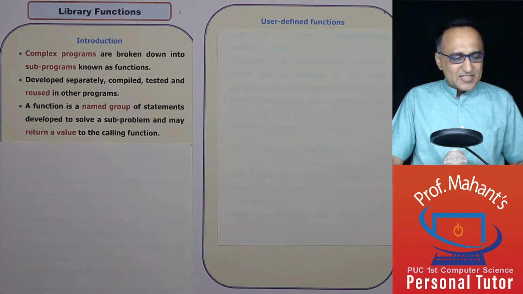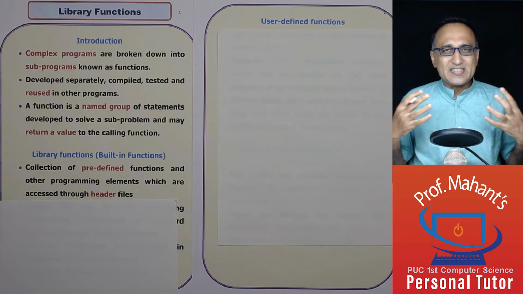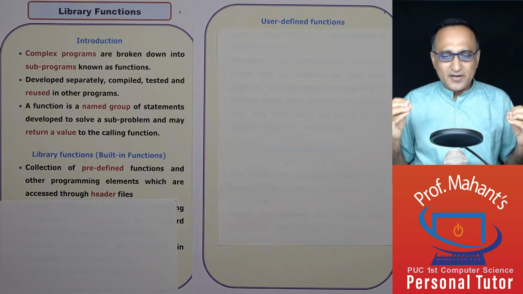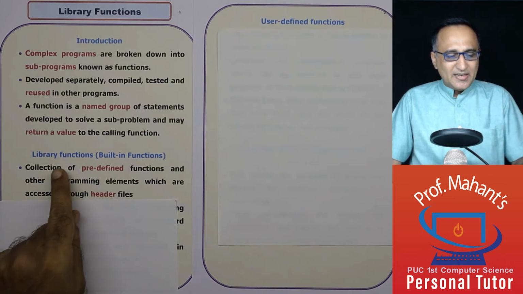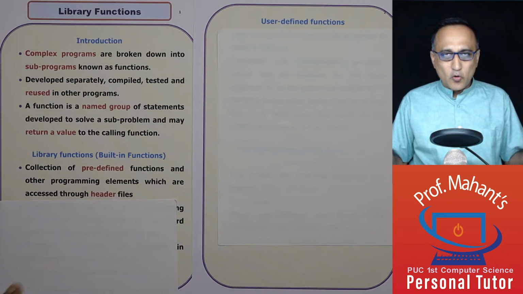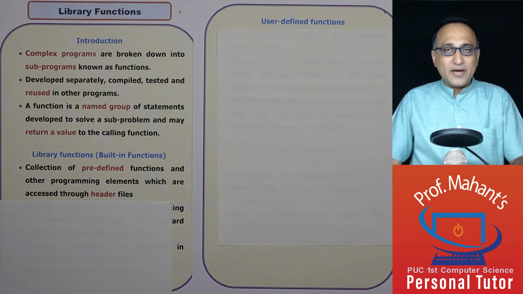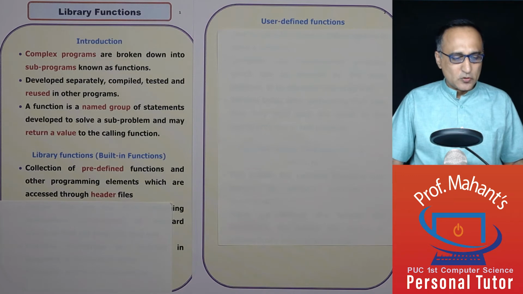Now let us understand built-in functions. There are two types of functions I told you. One is where I develop my own code and give it a name, that is a user-defined function. But functions provided along with C++ are known as library or built-in functions. These are a collection of predefined functions which provide specific services to us, and they can be accessed by us through header files like iostream.h, math.h, stdlib.h, and so on.